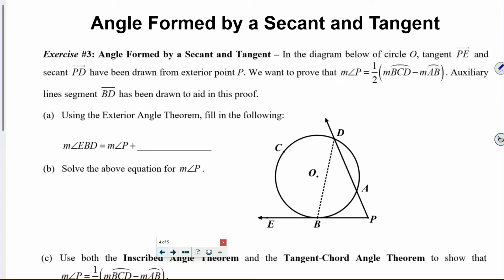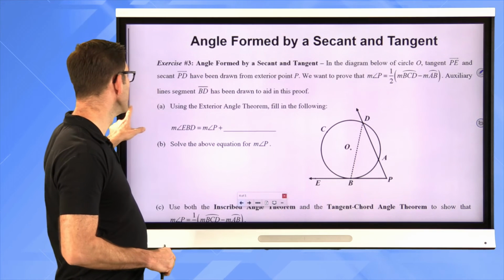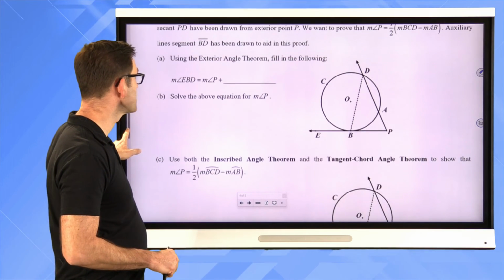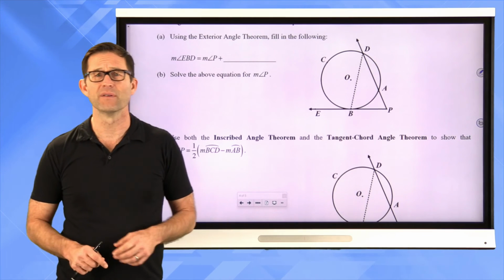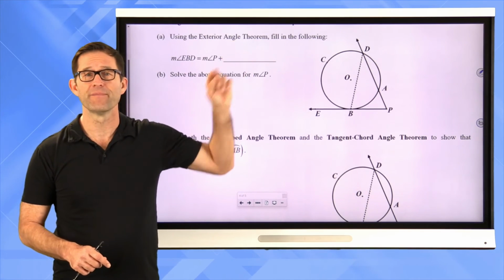In the diagram below of circle O, tangent PE and secant PD have been drawn from exterior point P. We want to prove that the measure of angle P is 1/2 the measure of arc BCD minus the measure of arc AB. Auxiliary line segment BD has been drawn to aid in the proof. All right, this is going to seem very, very similar to the last proof, with one minor difference. But let's take a look at letter A.